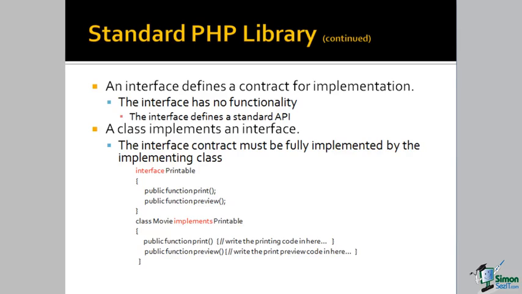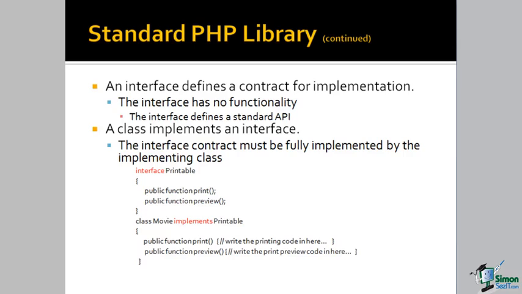So in this example, I've defined an interface called printable. In that interface, I've said any class that implements this interface must provide the functionality for these two functions, print and preview. So when my movie class implements the printable interface, along with any of its other functionality, it must provide the definition of a print and a preview function, so that this guarantees for anyone that wants to use a class that is printable because they have implemented the printable interface, it guarantees for that user of that class that they can call the print function or that they can call the preview function.